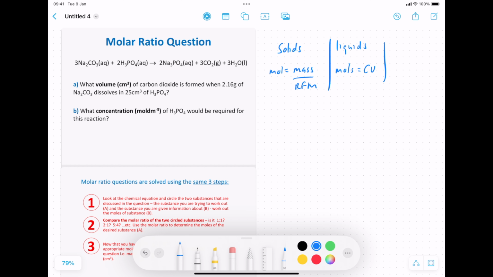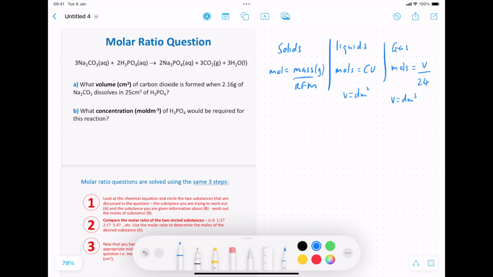And then finally for gases, we have moles equals V over 24, where the volume in this case is in decimeters cubed, and the same for liquids. The volume must be in decimeters cubed, concentration in moles per dm cubed, and then the mass for this one in grams. So 3 states of matter, 3 formulas to work out the moles, and you just select the correct one depending on the question.